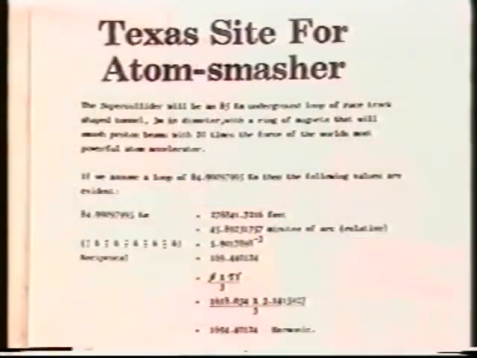This is just something I picked up in the paper before I came over here. They're now getting ready to build one of the biggest atom smashers in the world in the States, Texas. They call it a super collider. It will be an 85 kilometre underground loop, a tunnel 3 metres in diameter with a ring of magnets that will smash proton beams with 20 times the force of the world's most powerful atom accelerator.